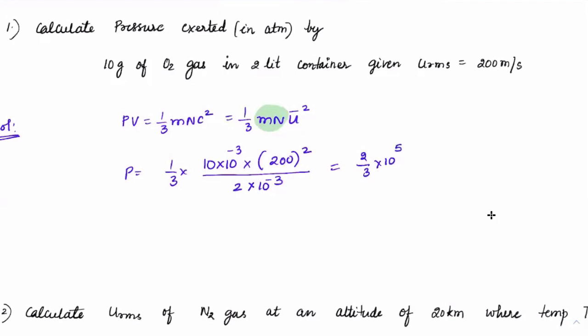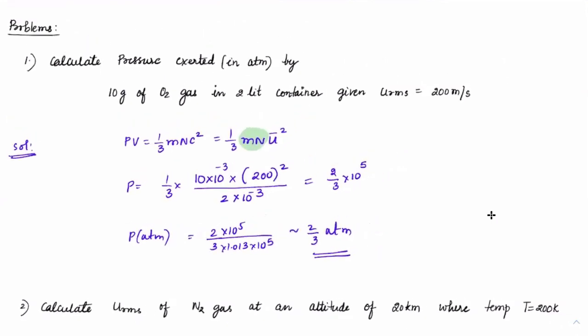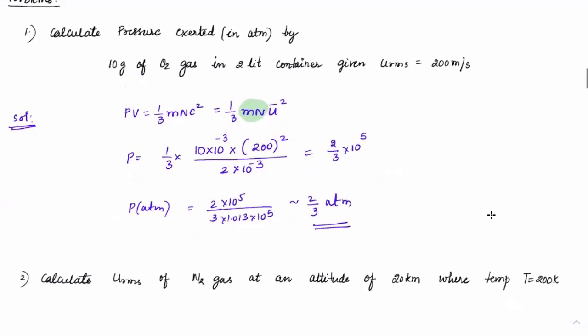And if you want that in ATM, I would be dividing this term, 10 raised to the power of 5, by 1.013 into 10 raised to the power of 5. So it is approximately 2 by 3 ATM. I want all of you to understand the unit conversions carefully. Got it? You have to do everything in the SI system only. I guess all of you understood that.